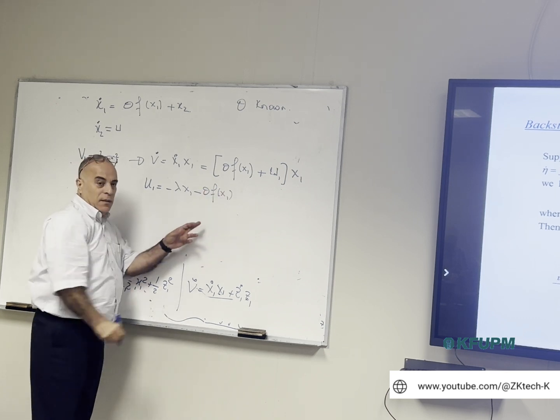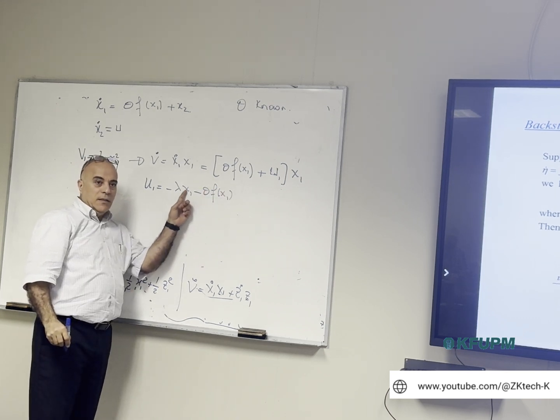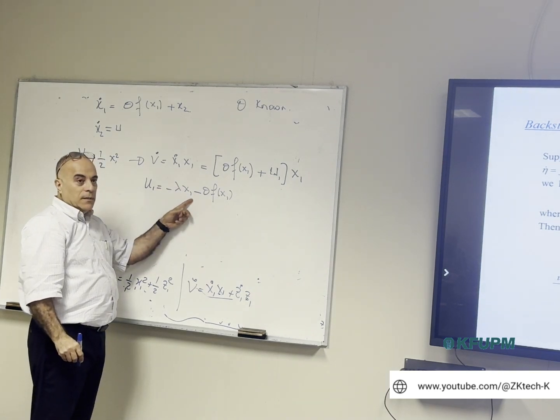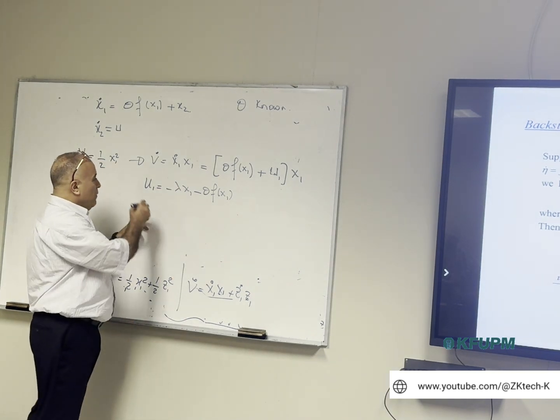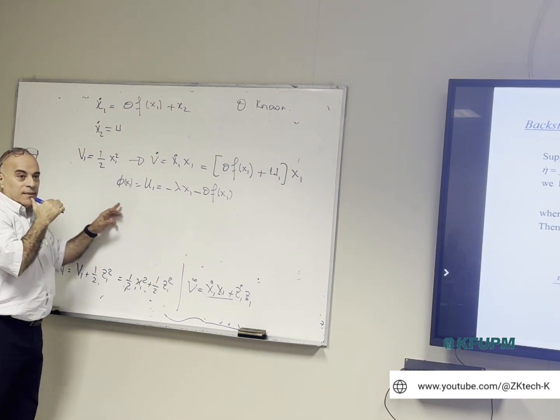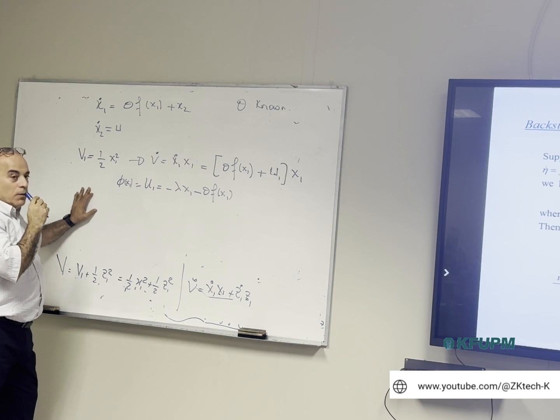So this is like feedback linearization. You cancel the nonlinearity and you add a term to make the system stable. So this is your phi of x1. We are all okay with this?